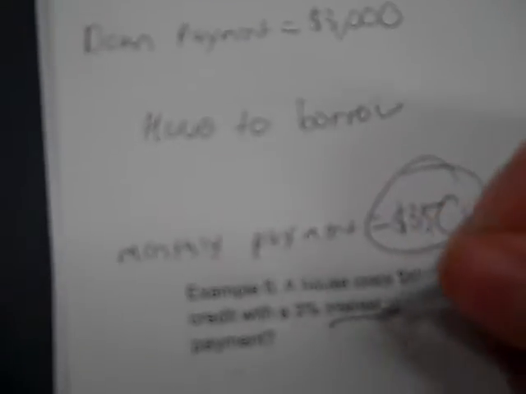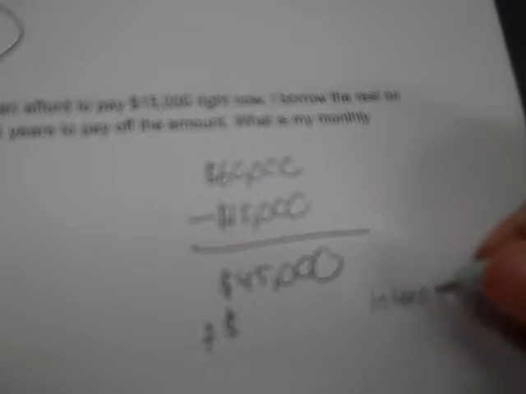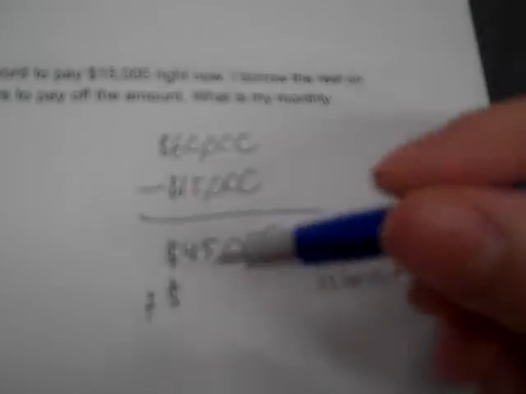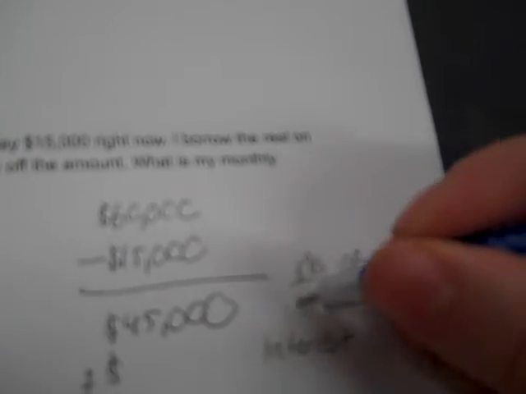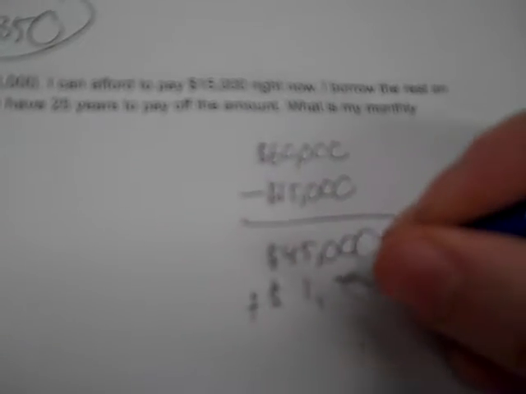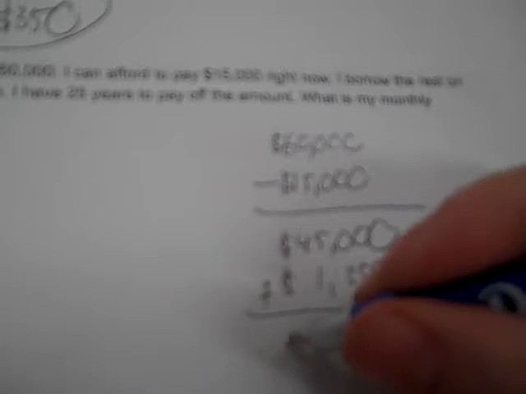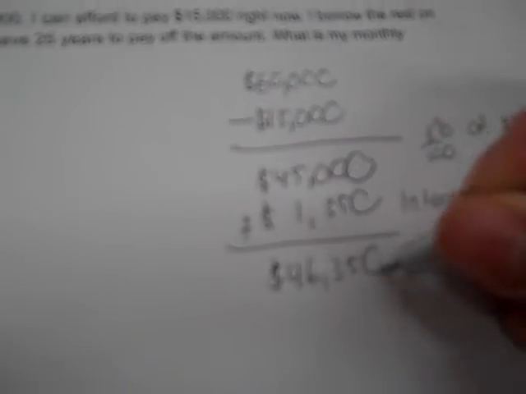Now we do have interest. So plus money, and this money amount here is interest. So to find how much money that is, I know I'm paying 3%. So I got to pay 3% of $45,000. So again, to find a percent of a number, you divide it by 100, because it's out of 100, times 45,000. 1,350. And that ends up being 46,350. But again, you don't pay it all at once.